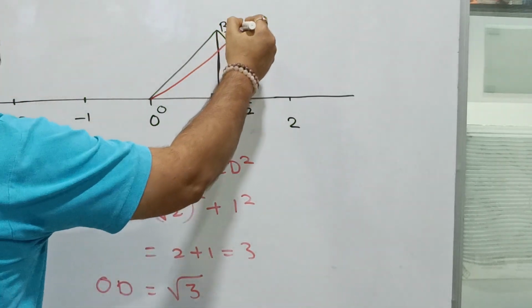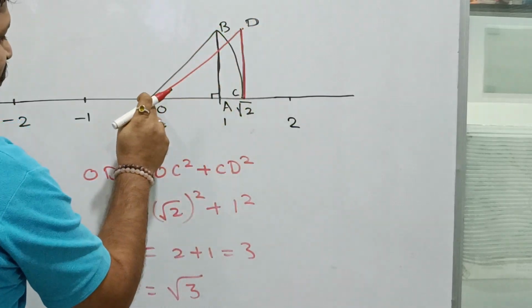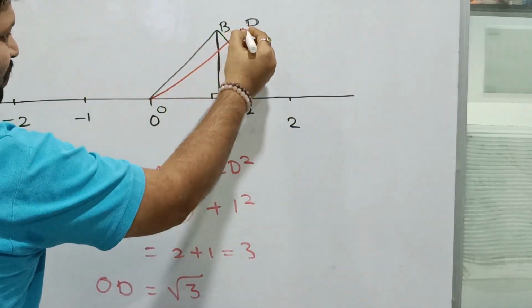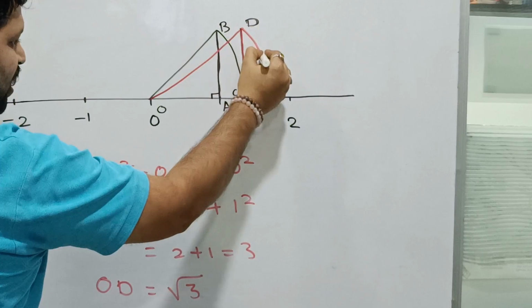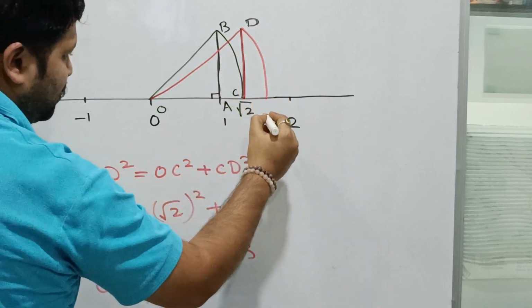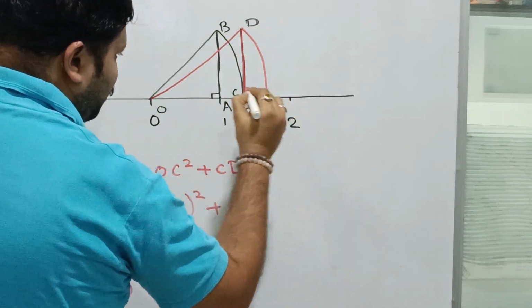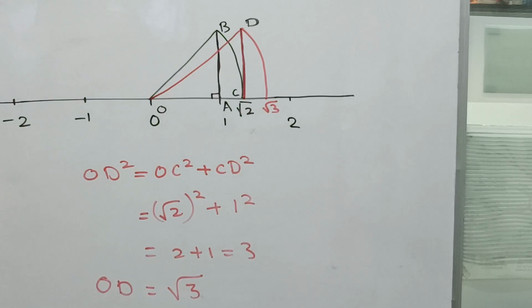Now, by drawing an arc from here, keeping the pointer at point O and my pencil at point D, I can easily draw an arc like this and get root 3 here.